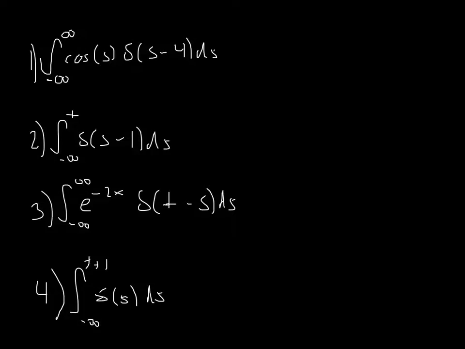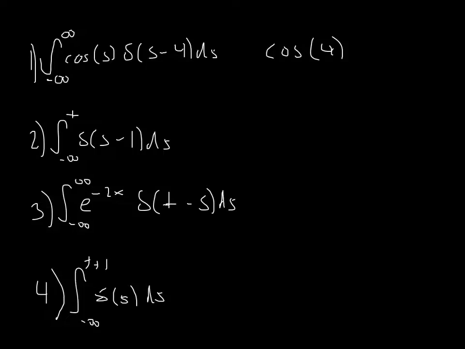And our first one is the integral from negative infinity to infinity of cosine of s delta of s minus 4 ds. So our delta function has been shifted by 4, which means it's going to be at positive 4 on our x-axis. So at positive 4 on our x-axis is where our cosine will be. So basically what that's saying is the answer to this equation is the cosine of 4. Because we are just evaluating the cosine at the delta function, and the delta function's at 4.